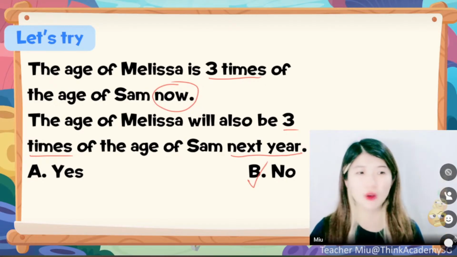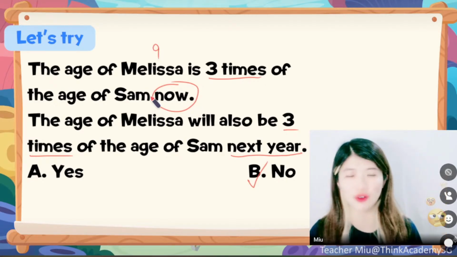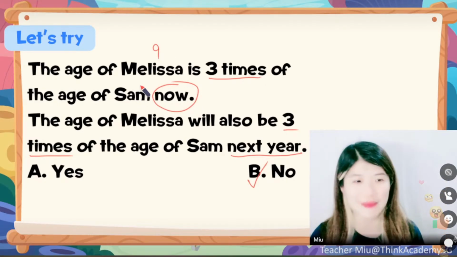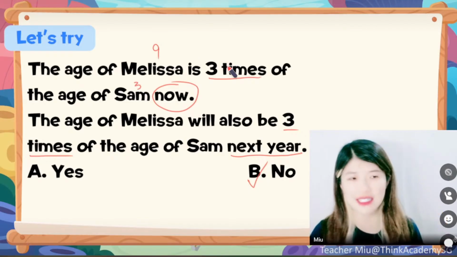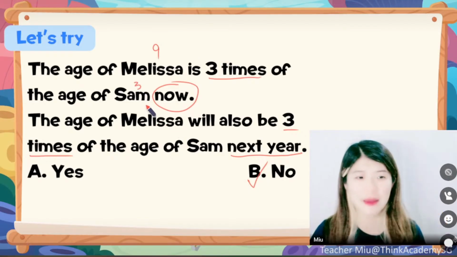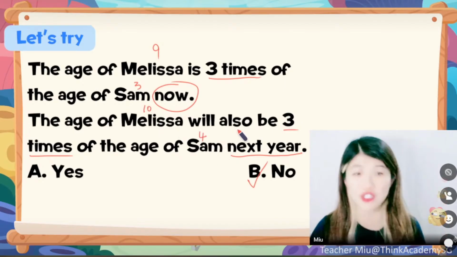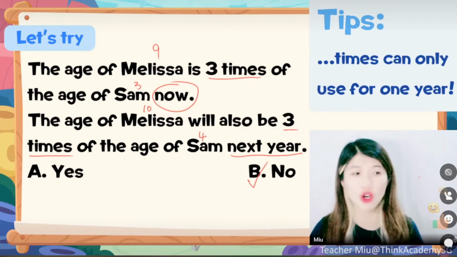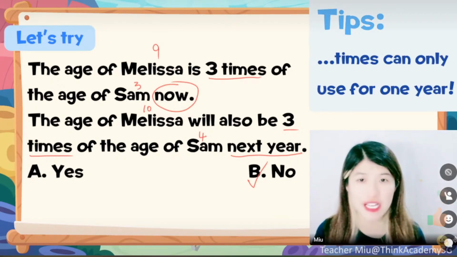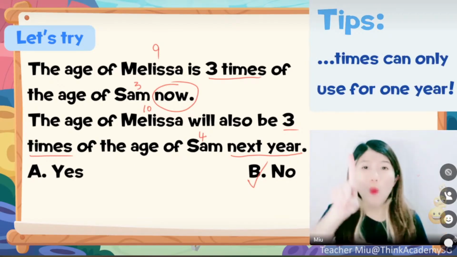Just for example, now Melissa is 9 years old, and Sam is 3 years old. Melissa's age is 3 times Sam's age. Next year, Melissa is 10 years old. Is it still 3 times Sam's age, which is 4 years old? No way, because we know that the multiple relationship can only be used for one specific year.